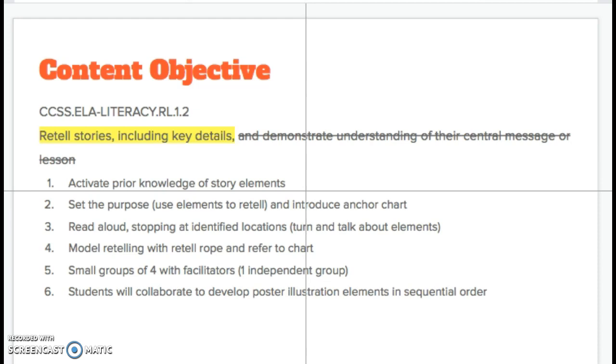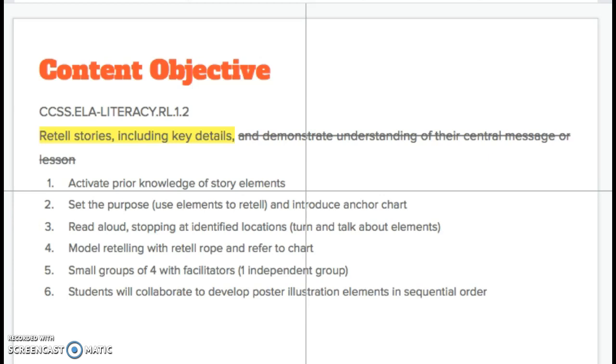So to start the lesson, the teacher would activate prior knowledge of story elements, ask the students to share what they remember about parts of a story. This teacher will also set the purpose that today the students will be using those story elements to retell the story, and she'll introduce the anchor chart.